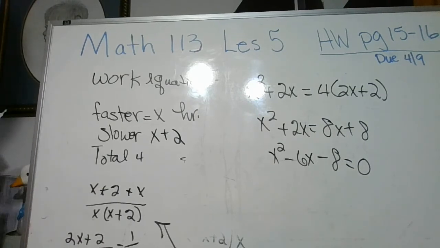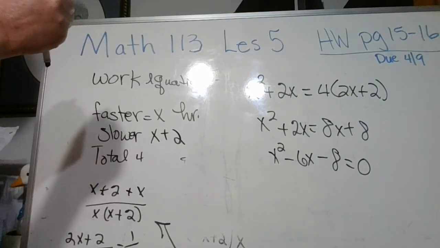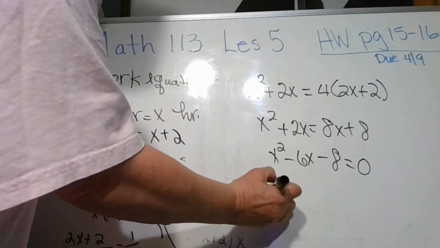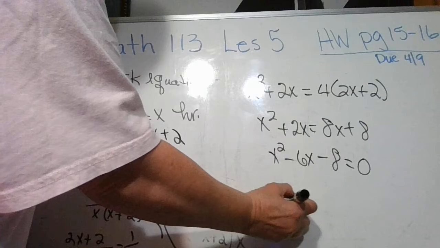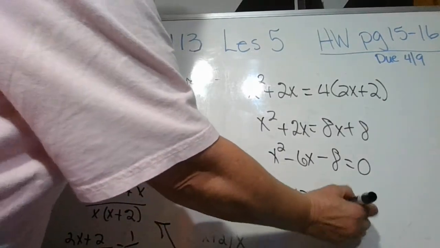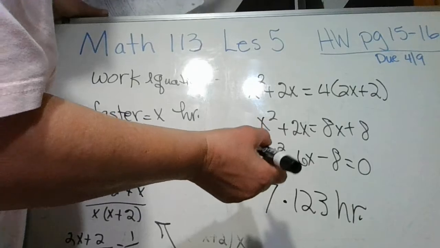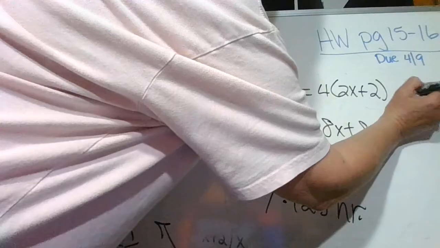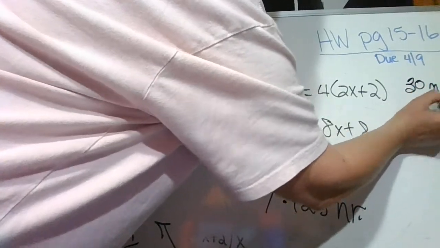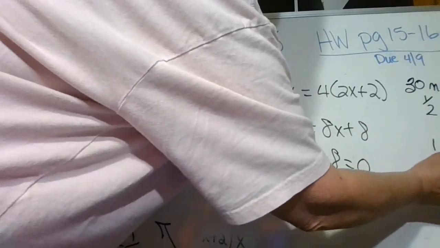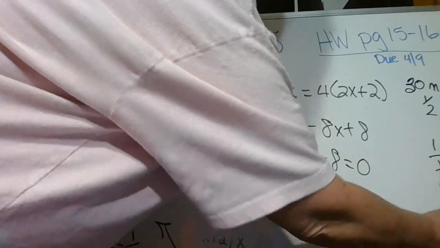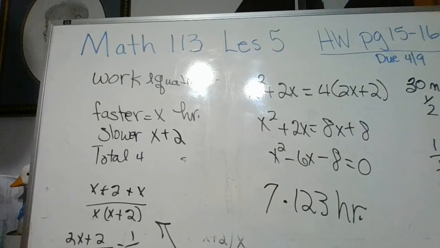And I don't believe you can factor that, but you can use the quadratic equation. And you're supposed to find out how long it takes the slower one. And I believe that'll be 7.123 hours. Now, on your homework, the one that has it equal to 30 minutes, you need to write that as 1/2, because you have to have everything in hours or everything in minutes. So that would be half an hour. So you're going to have to set it up as 1 over 1/2. And if you go 1 divided by 1/2, you're going to get 2. So it'll work out pretty nice for you.